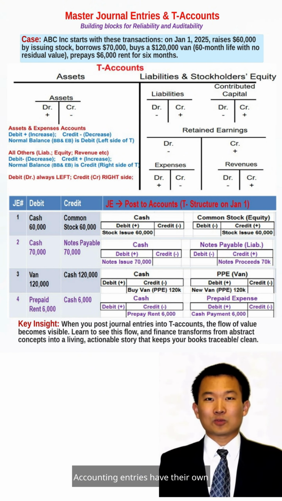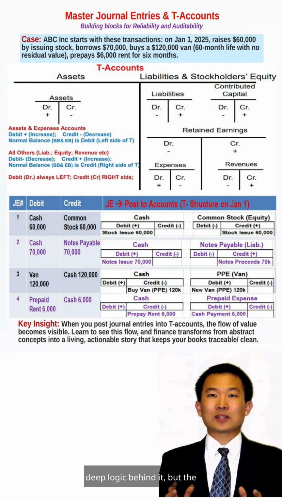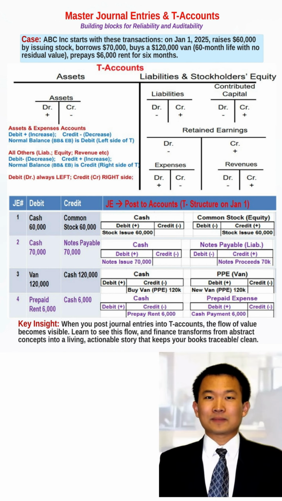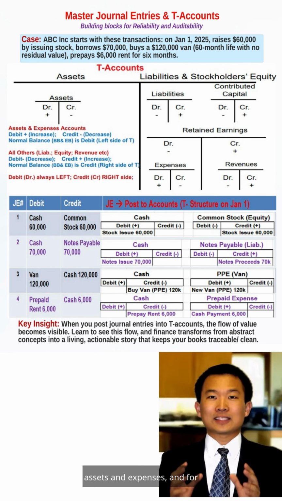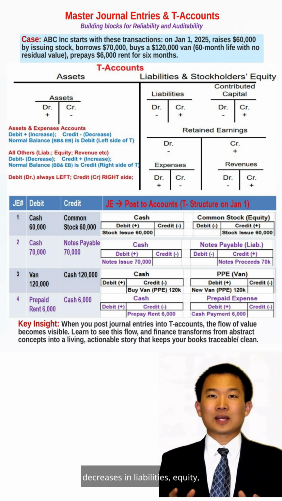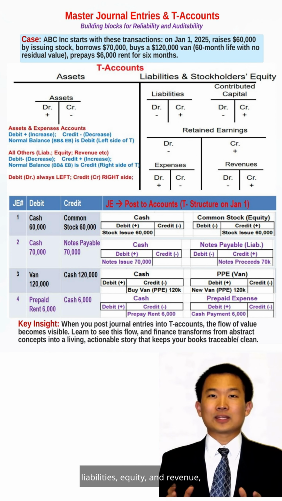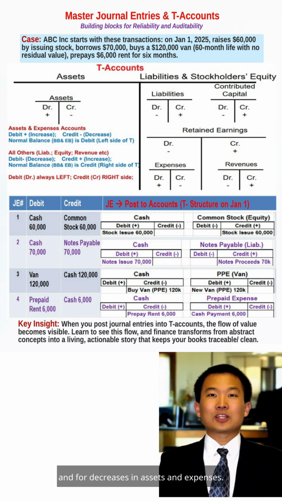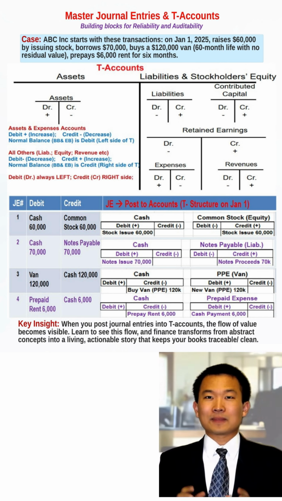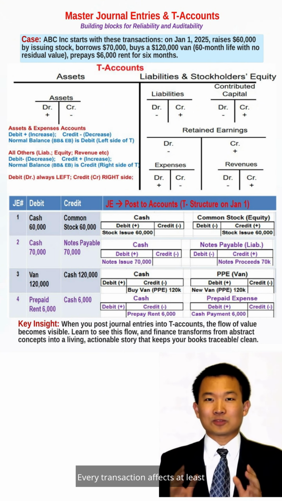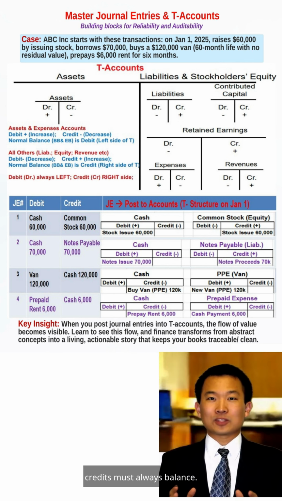Accounting entries have their own unique golden rule, and there's a deep logic behind it, but the fastest way to learn is to memorize the rules first. Debits are used for increases in assets and expenses, and for decreases in liabilities, equity, and revenue. Credits are used for increases in liabilities, equity, and revenue, and for decreases in assets and expenses. In every T account, debit is on the left and credit is on the right. Every transaction affects at least two accounts, and debits and credits must always balance.